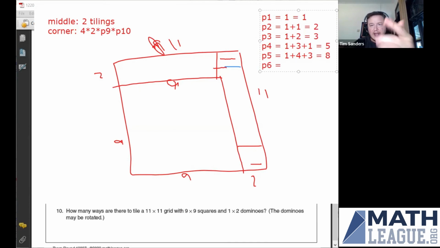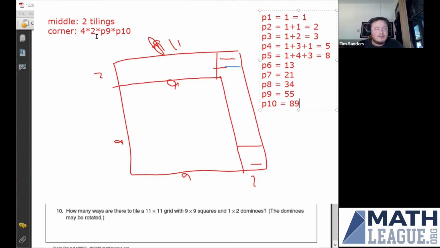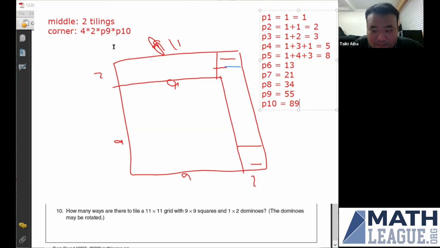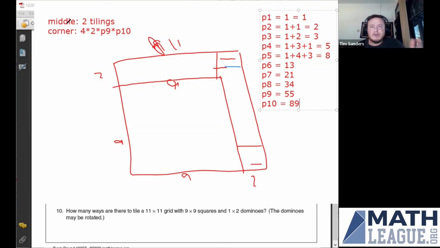For P6, I don't have to do the adding now. If you can believe that it's Fibonacci, we do it by induction. If you don't believe it, P8 is 34, P9 is 55, and P10 is 89. All right, so what do we got? 4 times 2 times 55 times 89. Sounds a little computationally intensive, but okay, whatever.